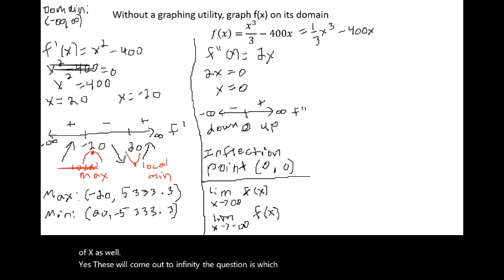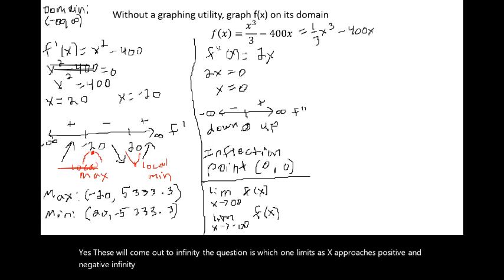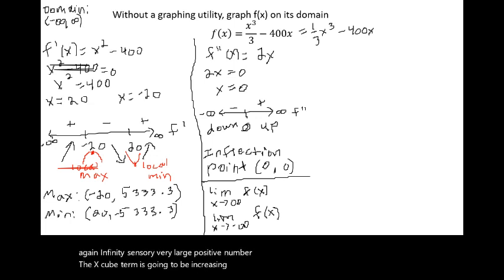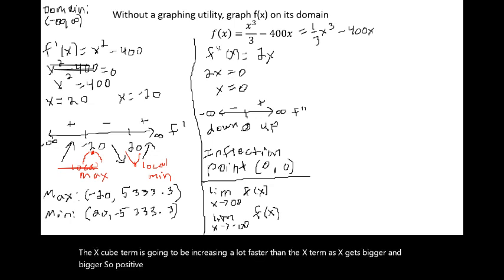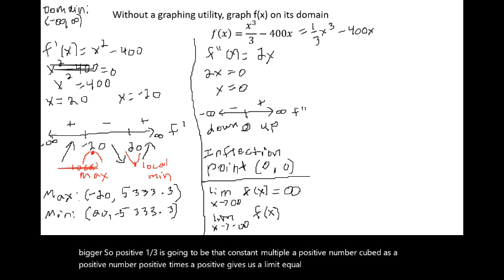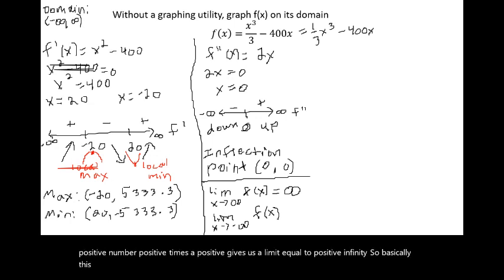Limits as x approaches positive and negative infinity will tell us what the function is doing at extremely large and extremely small values of x. That'll tell us where the arrows are pointing on our graph. So for positive infinity, again, infinity stands for a very large positive number. The x cubed term is going to be increasing a lot faster than the x term as x gets bigger and bigger. So positive 1/3 is going to be that constant multiple. A positive number cubed is a positive number. Positive times a positive gives us a limit equal to positive infinity. So basically this means that the right arrow is going to point up.